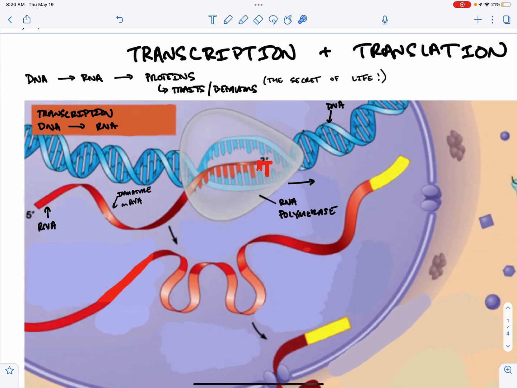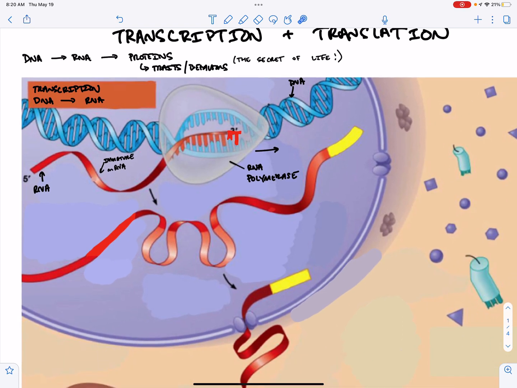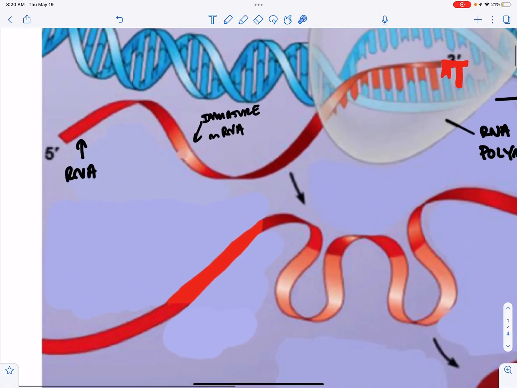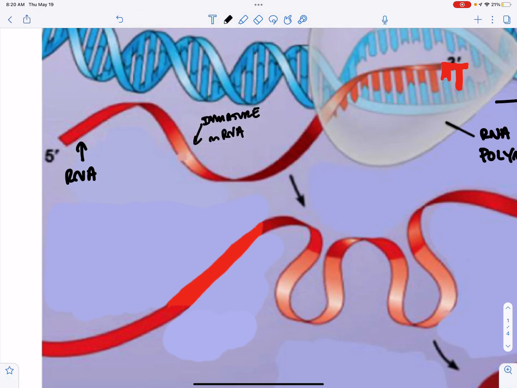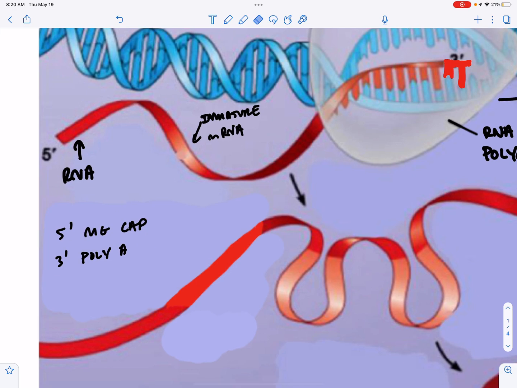Okay, so the RNA is going to continue to grow until the RNA polymerase reaches the termination sequence, in which case it's going to fall off, and then we're left with a long strand of mRNA. The mRNA is immature, and a few things have to happen. It needs to have a 5' methylguanine cap put on. It needs a 3' poly A tail. And it needs to undergo splicing.